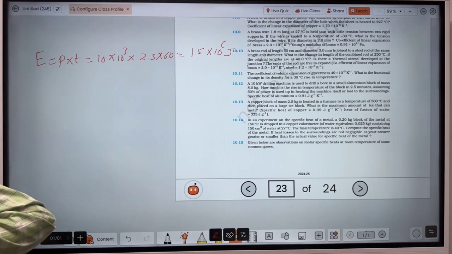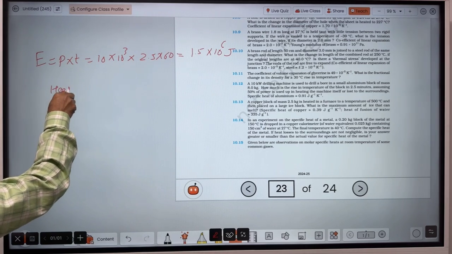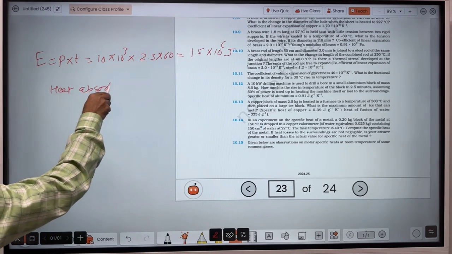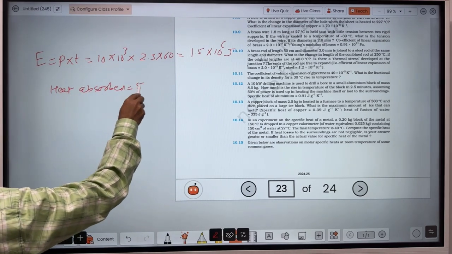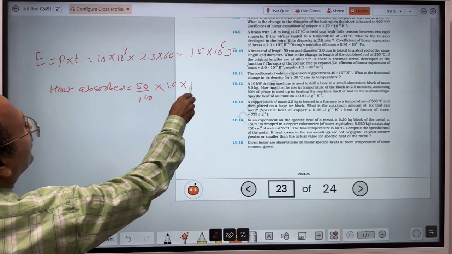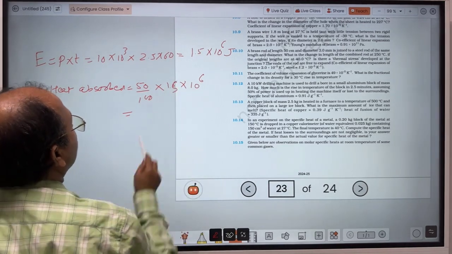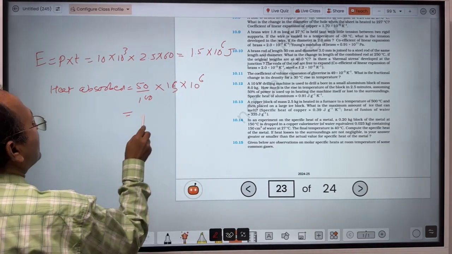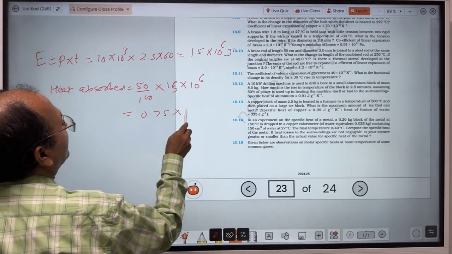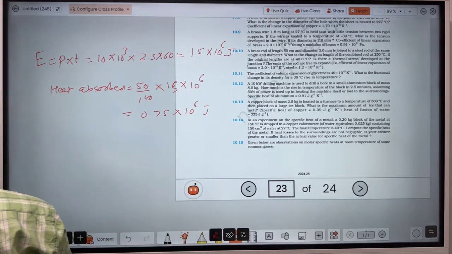So we have got the energy requirement, and only 50% of it is used up. So let's see 50%. So heat absorbed is 50 by 100 of this 1.5 into 10 to the power 6. So this will come out to be 0.75 into 10 to the power 6. Up to here there is no problem.